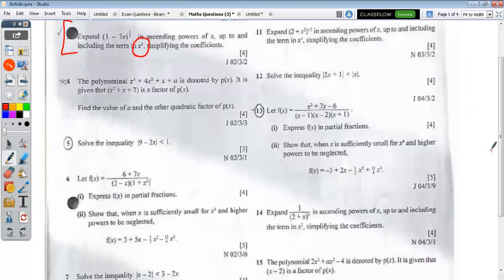Now, next one. The polynomial x to the power of 4 plus 4x squared plus x plus a is denoted by p(x). It is given that this is a factor. If this is a factor, remember I said when we divide, we get the remainder of what? Remainder of 0. Do you agree? Mm-hmm. x squared plus x plus 2 is a factor of this.